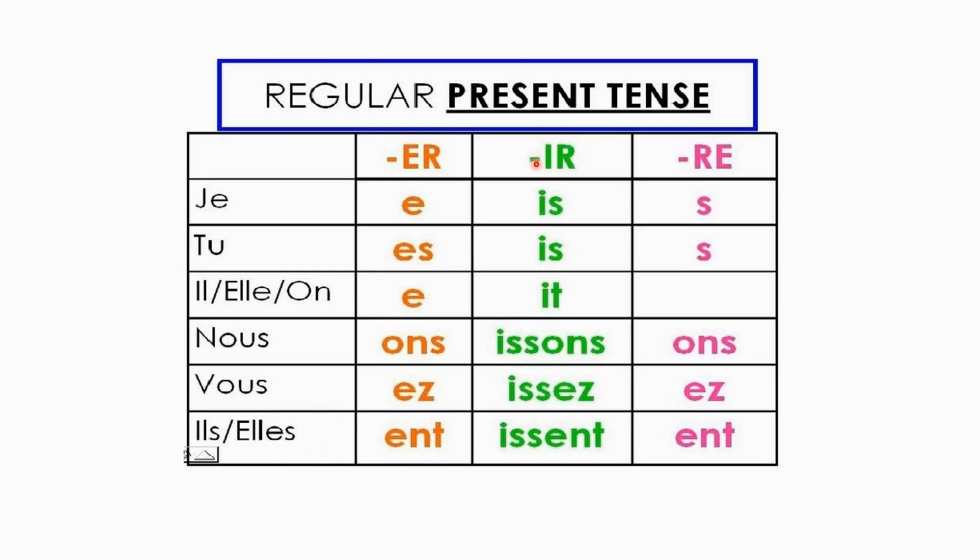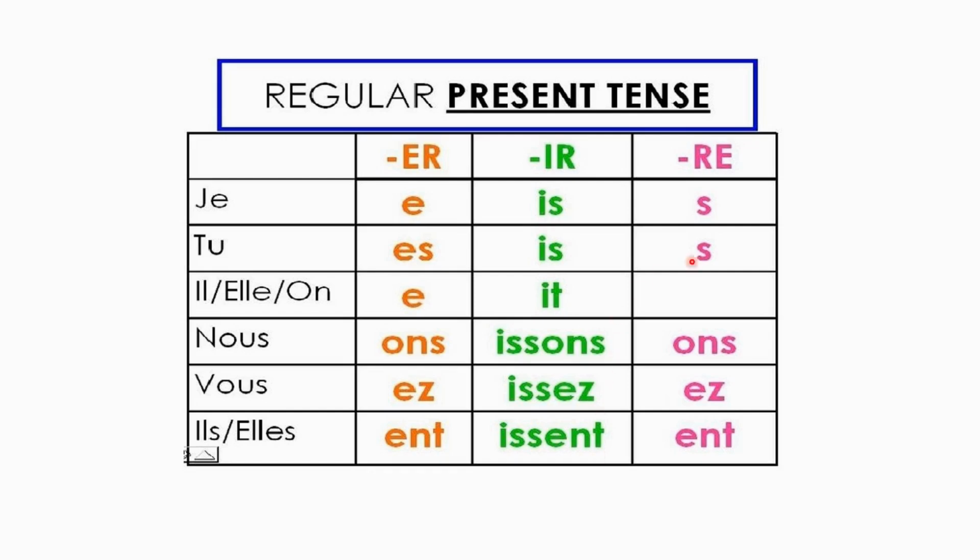Similarly, in IR ending verbs, you remove the IR from the verb and add these endings. With je, you add IS. With tu, you add IS again. With il, you add IT at the end of the verb. ISSONS is added with nous. With vous, you add ISSEZ, and with ils, you add ISSENT.